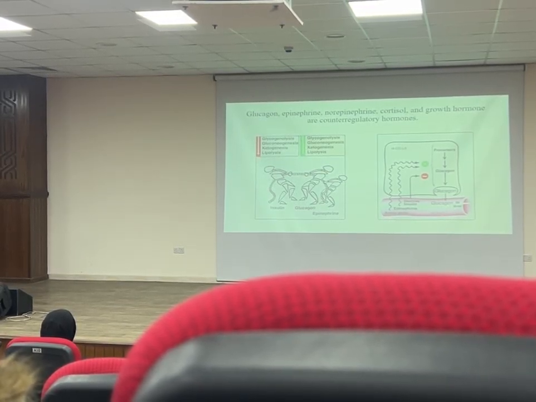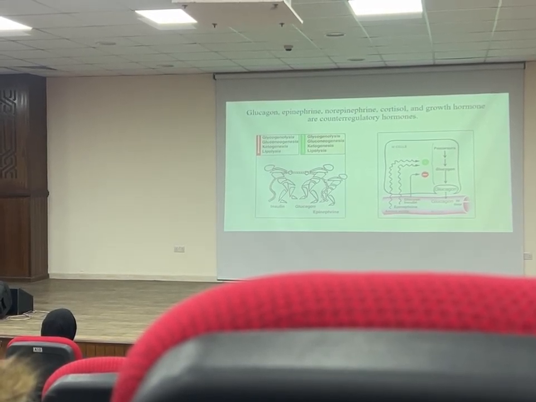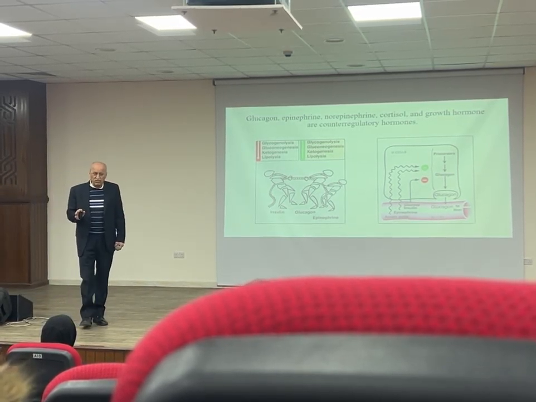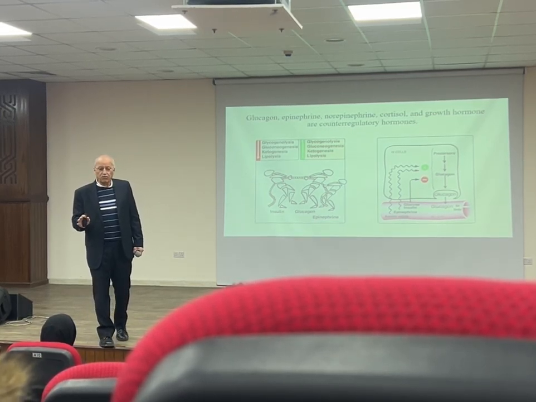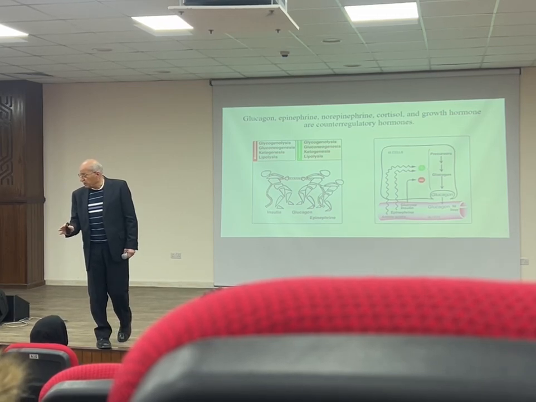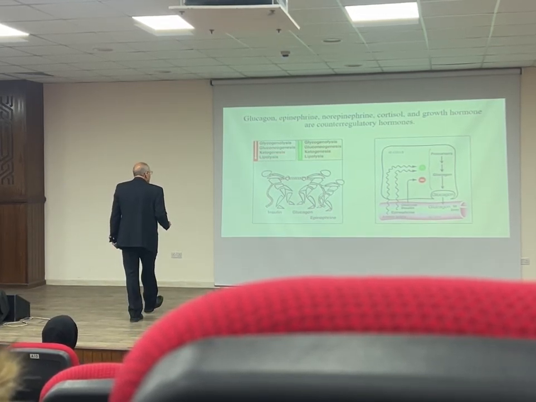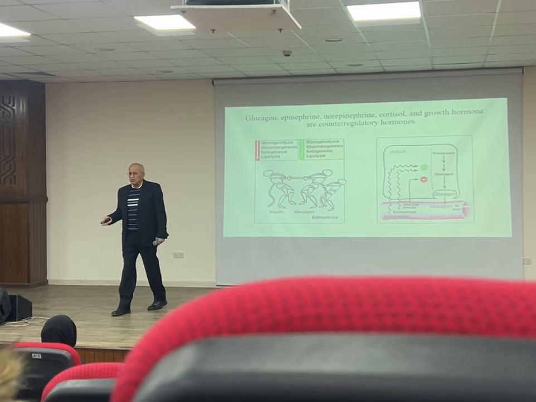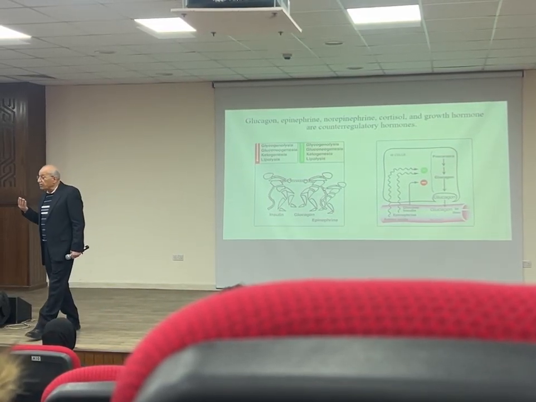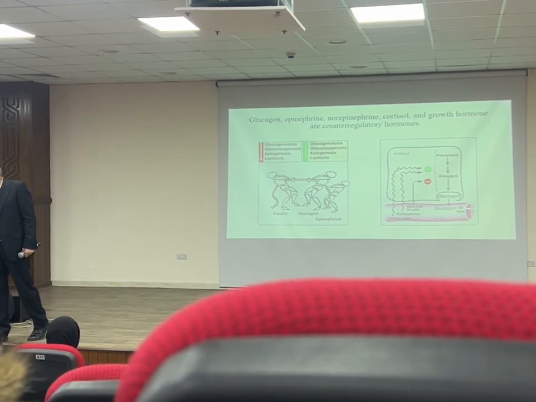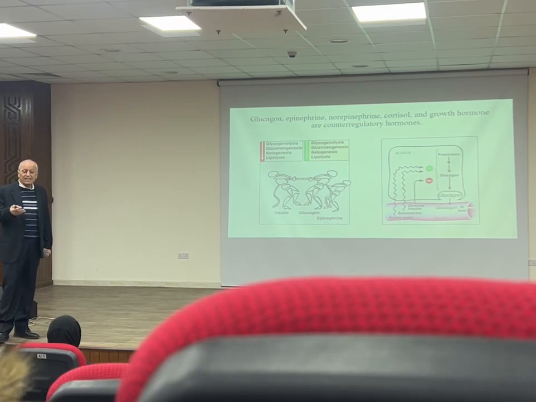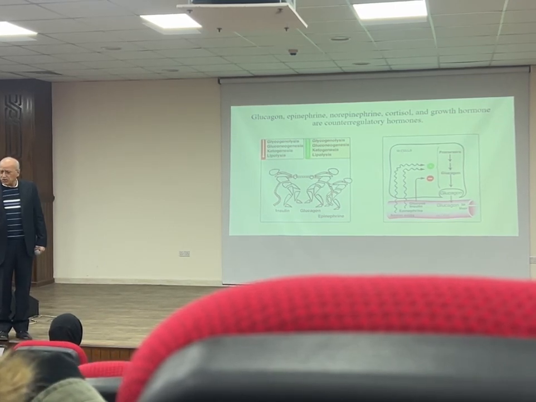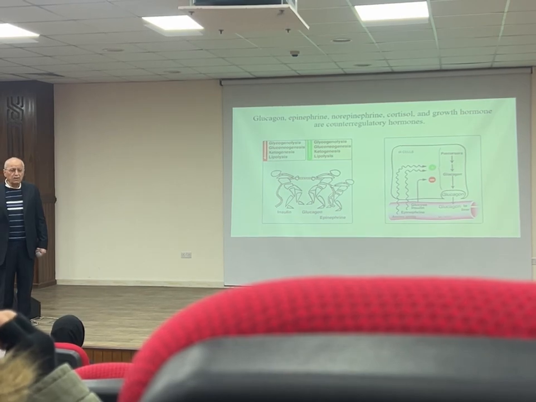These are the counter-regulatory hormones, and you are talking about glucagon and epinephrine here. Now remember that insulin is an anabolic hormone. Glucagon is a catabolic hormone. This is very important to remember. Insulin is the anabolic hormone, which does synthesis of glycogen, synthesis of lipids, synthesis of proteins. While glucagon is a catabolic hormone, it does degradation of glycogen, lipolysis and proteolysis.